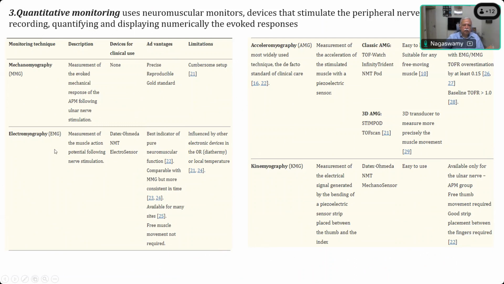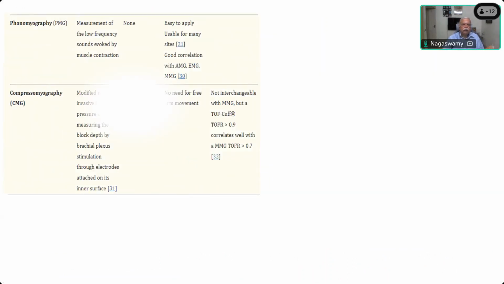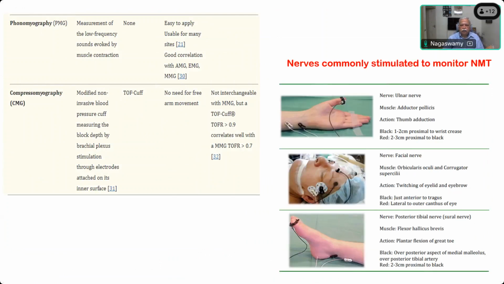Then you have what is called electromyography, acceleromyography, kinemyography. How to use all these things she described very well. And you have phonomyography and compression myography. So there are 6 types of monitoring which are available for quantitative measurement. And the nerves that are commonly stimulated are ulnar nerve, facial nerve, and posterior tibial nerve.